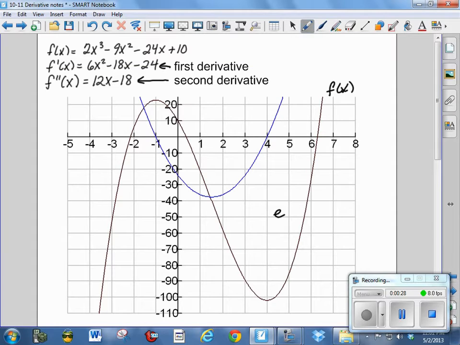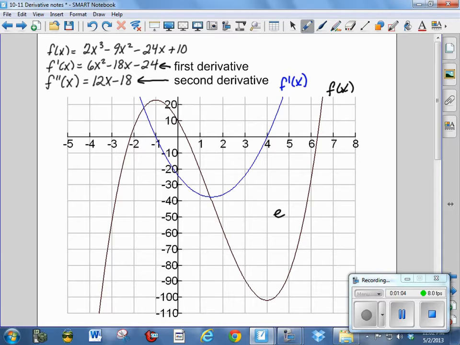Then you will see right below the original function, the first derivative, f prime of x equals 6x squared minus 18x minus 24, which is this blue parabola on the screen. Now I want you to notice, remember that the derivative tells us the slope of the tangent line to any point on the graph, or the instantaneous rate of change of any point on the graph of f of x. So when f of x has a positive slope, we expect the first derivative to be positive. When f of x has a negative slope, the first derivative should be negative.